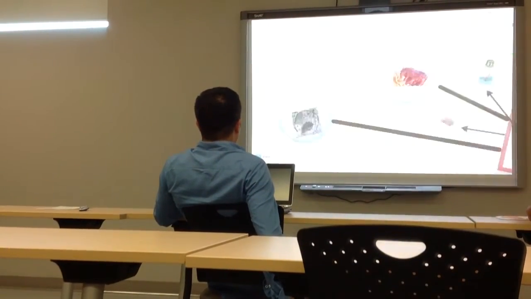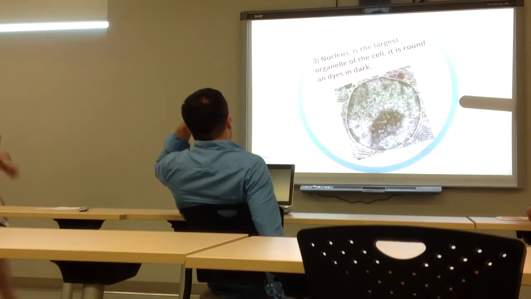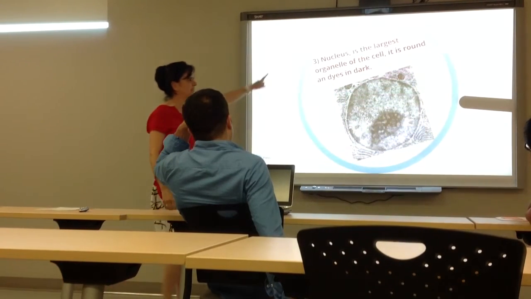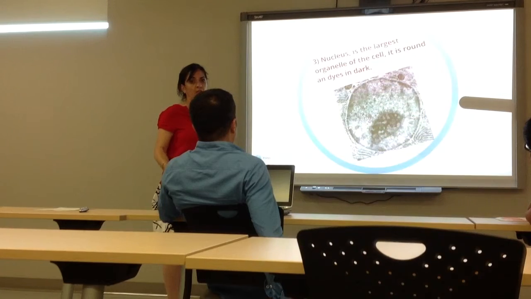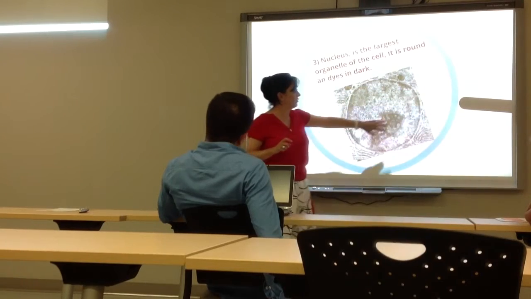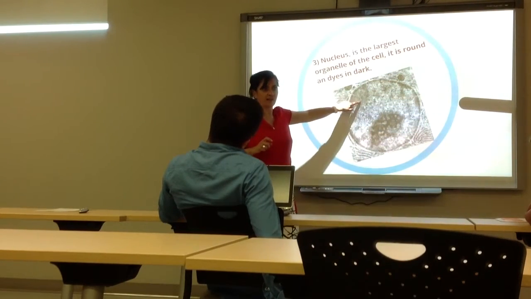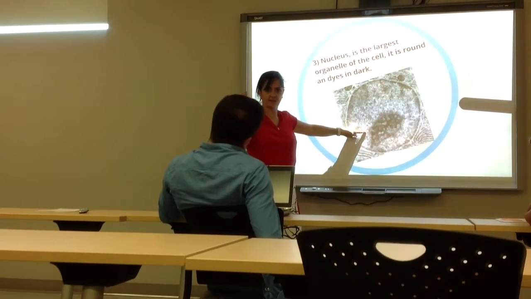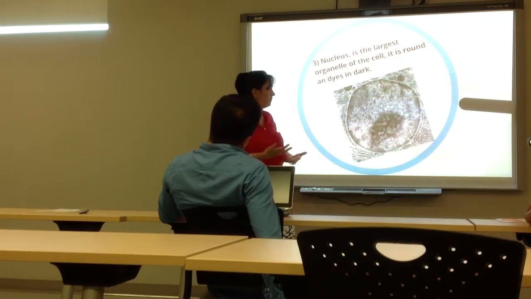And the last organelle that is common to all the cells is the nucleus. It's the largest organelle of the cell. It is round, and when you see a micrograph, you see that the nucleus is dark. It is the darkest spot on the cell in a micrograph.